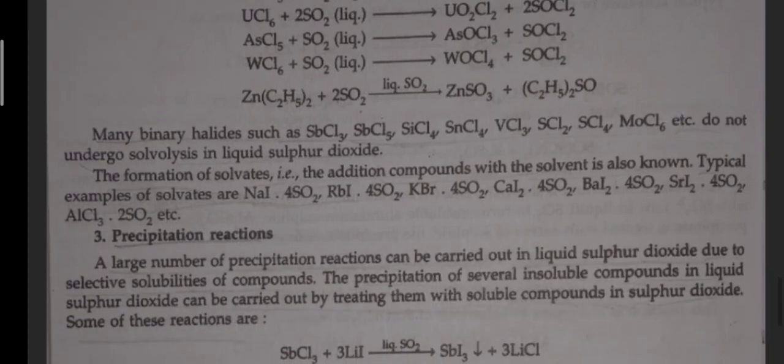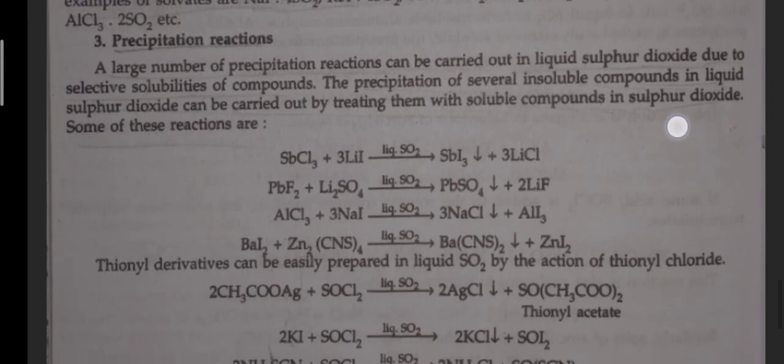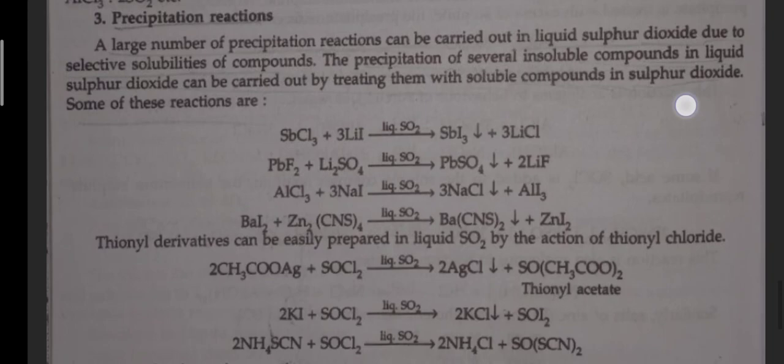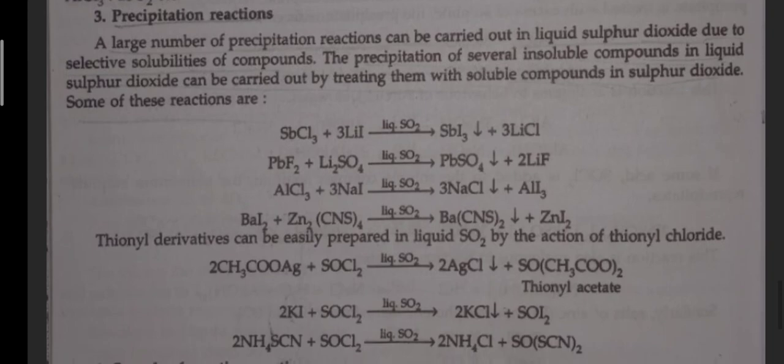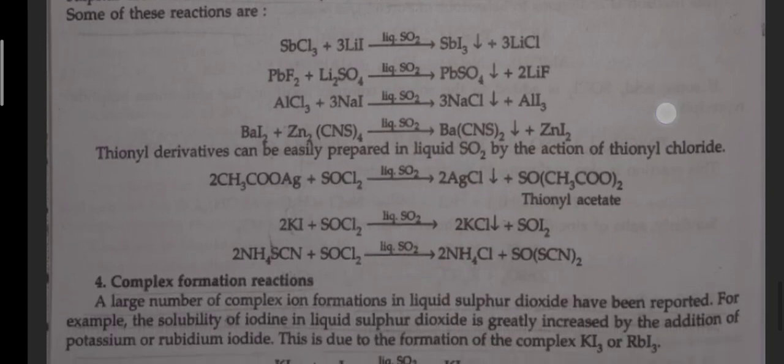Many binary halides such as SbCl3, SbCl5, SiCl4, SnCl4, etc. do not undergo solvolysis in liquid sulfur dioxide. Third reaction of liquid SO2 is precipitation reaction. A large number of precipitation reactions can be carried out in liquid sulfur dioxide due to selective solubilities of compounds. The precipitation of several insoluble compounds in liquid sulfur dioxide can be carried out by treating them with a soluble compound in sulfur dioxide. Some of these reactions are given here.